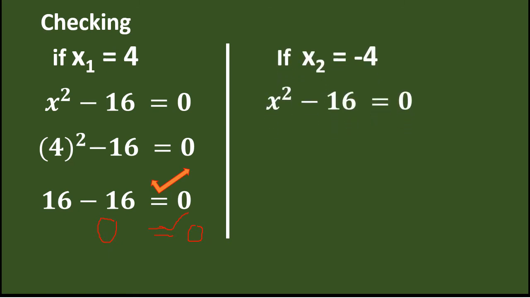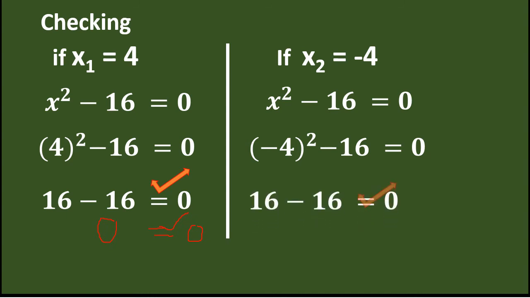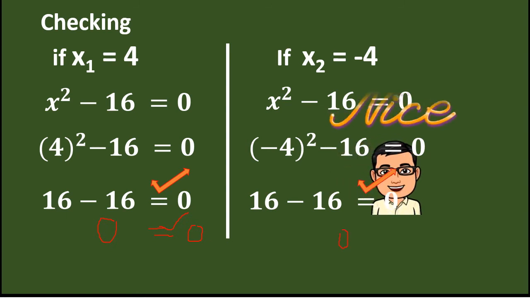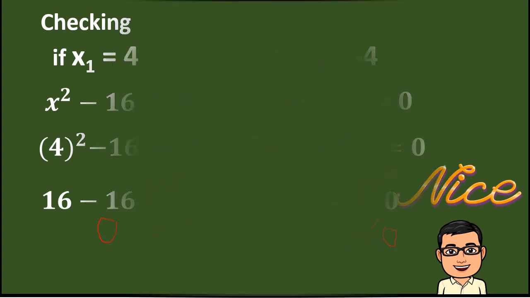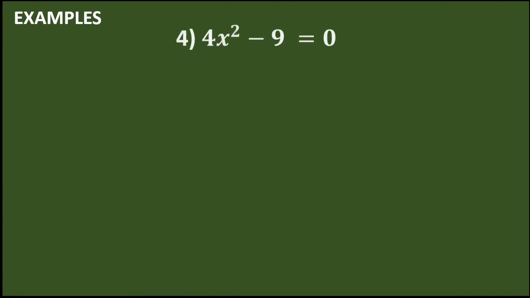Again, substitution. But in this case, x will become negative 4. So negative 4 squared minus 16 equals 0. Negative 4 times negative 4, that is 16. It will become positive. 16 minus 16 is equal to 0. So this one will become 0 equals 0. And if they are equal, we can accept also negative 4. So the solutions are 4 and negative 4 in the quadratic equation x squared minus 16.